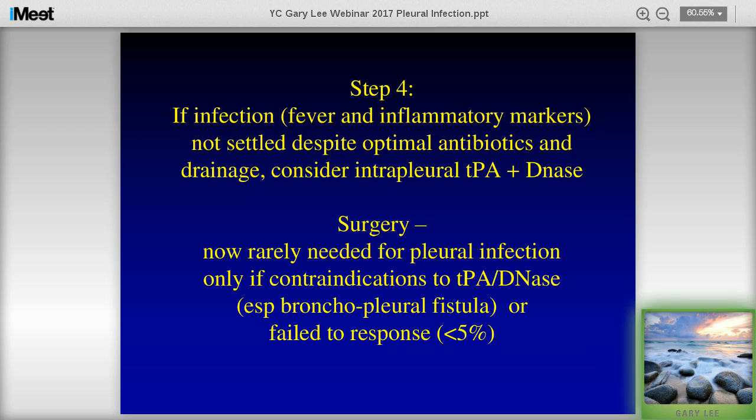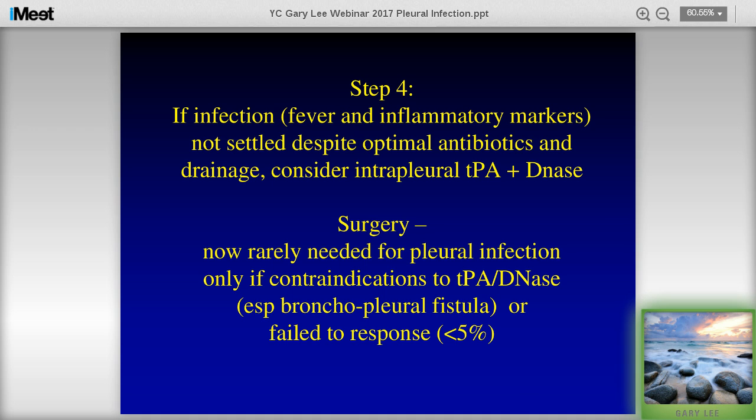Surgery in our hands is now very rarely needed, to the extent that our surgeons fight over the cases because they get so few referrals from me nowadays. It is only indicated if there is contraindication to TPA DNase. The most common we would find are the patients who had a bronchopleural fistula. If you give TPA DNase intrapleurally in those patients, they will immediately cough it up within the next few minutes, and you know that you'll never give them another dose.